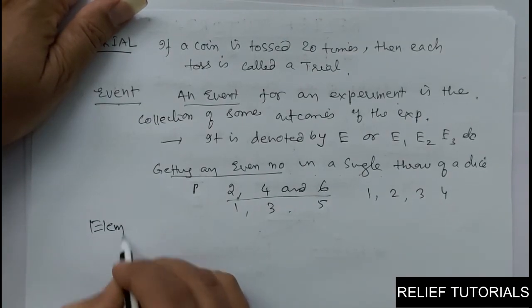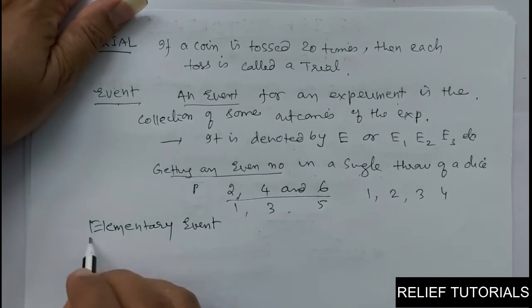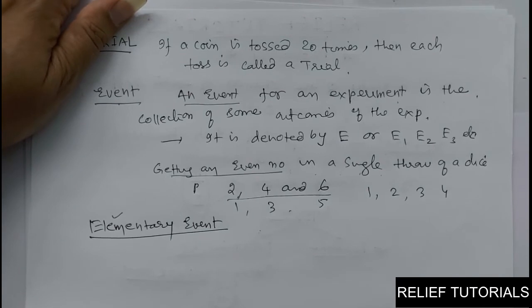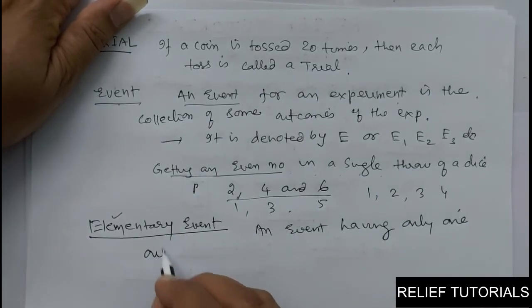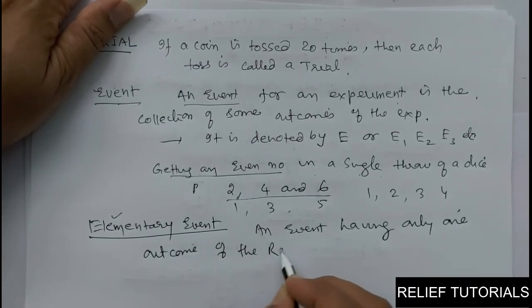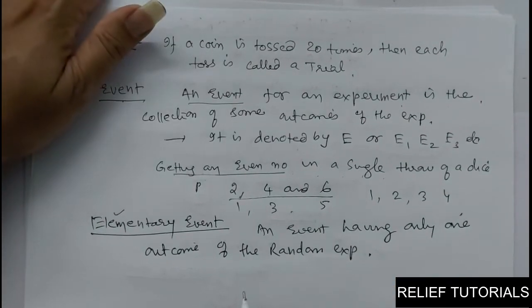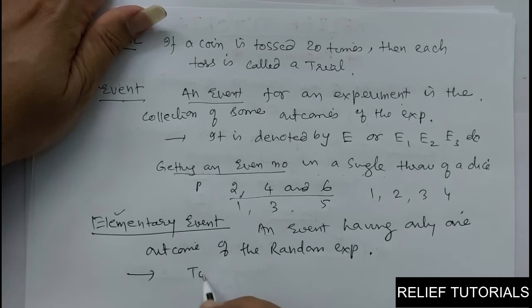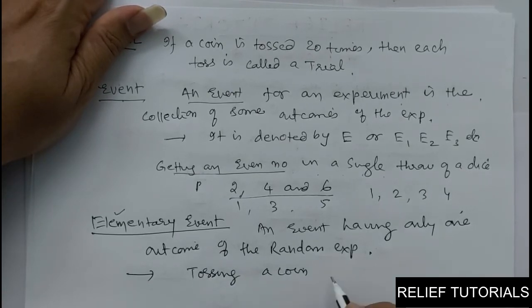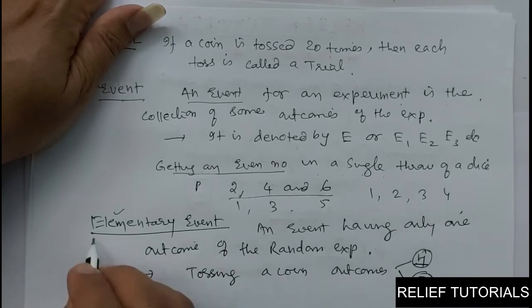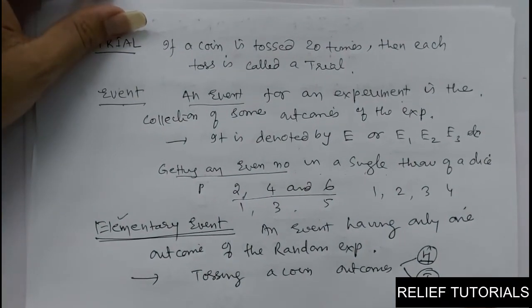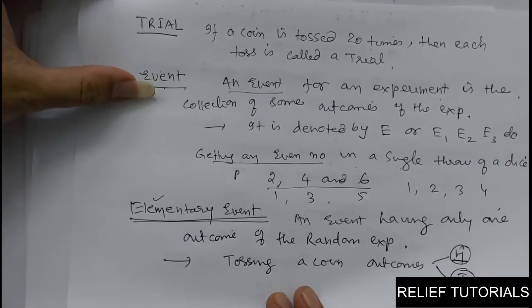Now we will discuss elementary event. What do you mean by elementary? The name itself suggests elementary means one element. An event having only one outcome of the random experiment is called an elementary event. For example, in tossing of a coin, the possible outcomes are head and tail. So getting head or tail are known as elementary events. Only one outcome will appear, either head or tail. So it has only one element, so it is called an elementary event. Clear? So you have learned what is trial, what is event, what is elementary event.